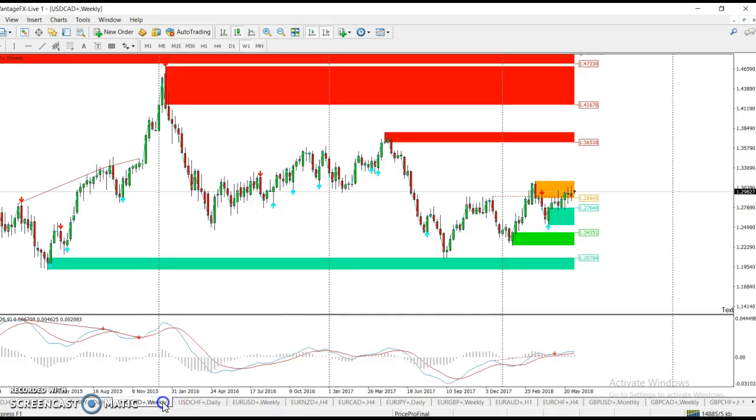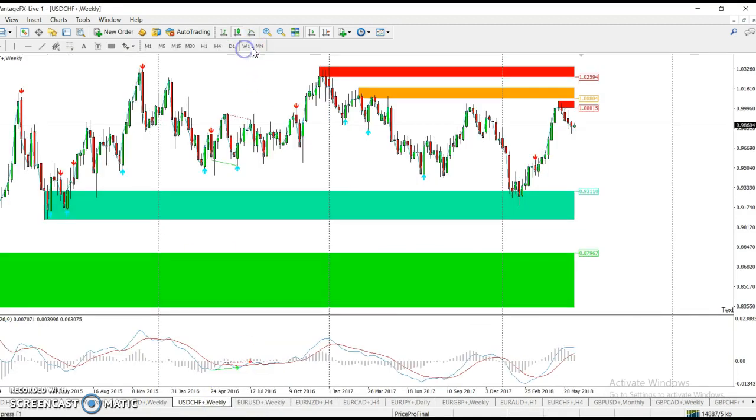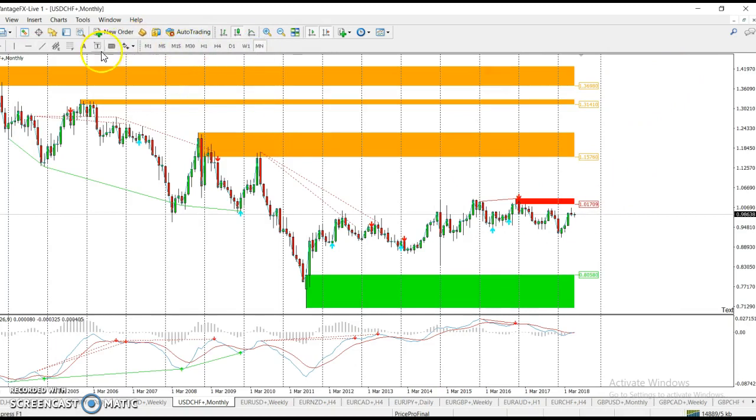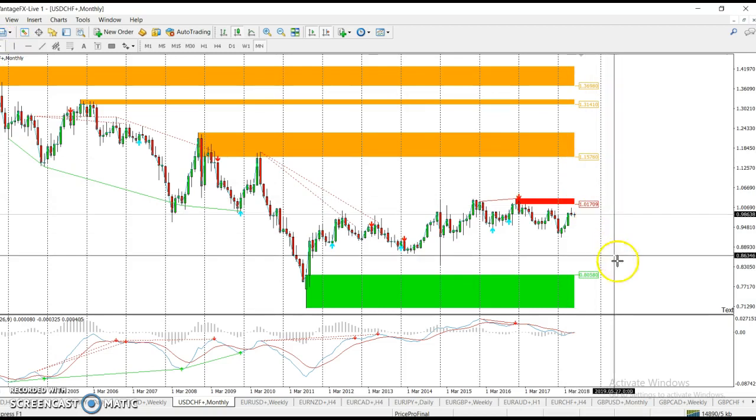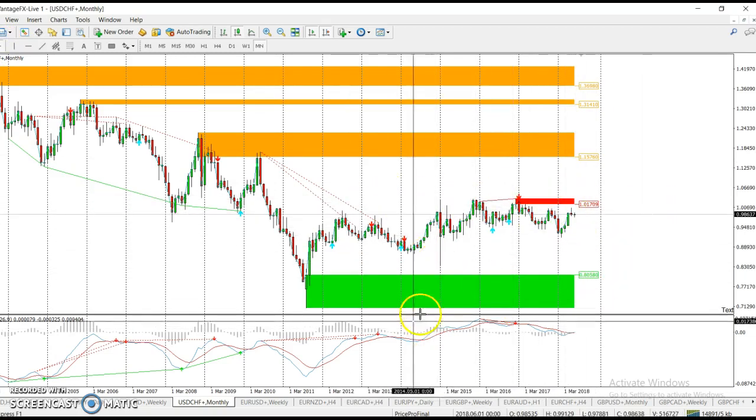USD CAD, I'm not interested in trading that. It's very choppy at the minute. USD Swiss franc, again, the monthly. Could get a little bit of a pop up towards this 101 area, and then a move back down to this range bound market.